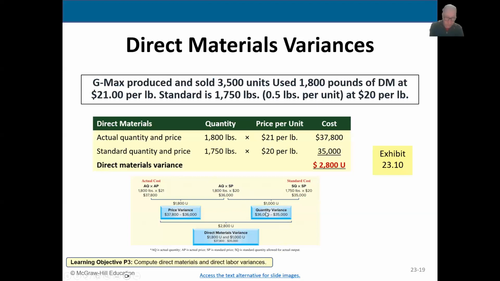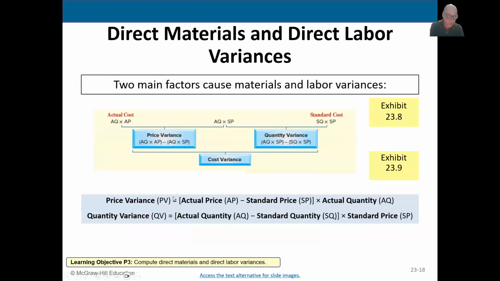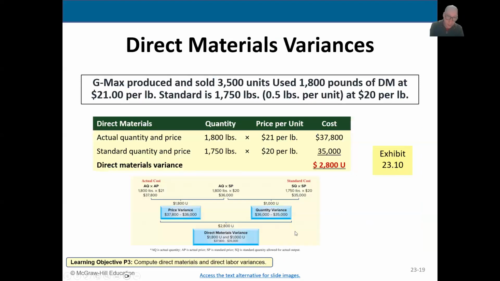Now let's do the quantity variance. Remember, the quantity variance formula is actual quantity minus the standard quantity times the standard price. Actual quantity, 1,800, minus the standard quantity, 1,750. That's 150, right? Oh, I'm sorry, it's 50. Times the standard price, 20. 50 times 20 is $1,000. See how we got there?